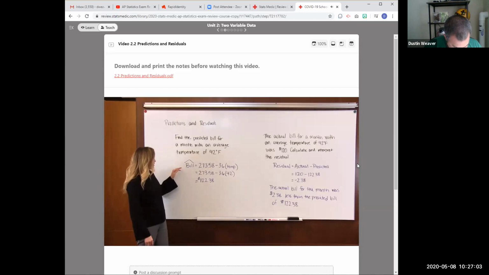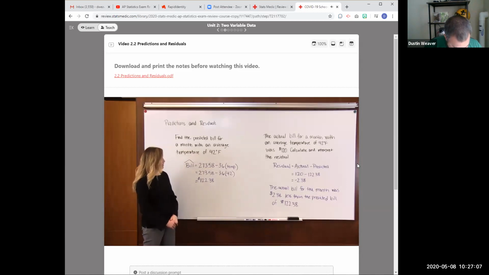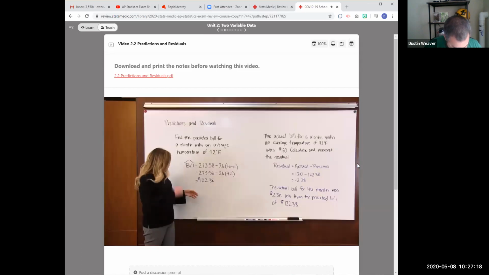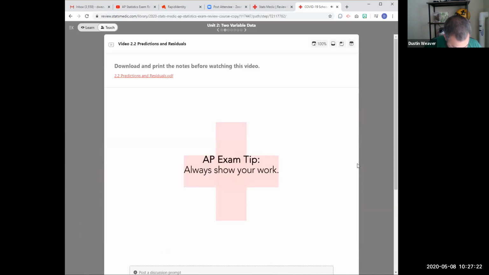So I have our regression model here. We've got the predicted bill equals 273.58 minus 3.6 times the temperature. So we'll input our temperature, 42 degrees, goes in here, and simplify down. It's pretty straightforward. You get $122.38 as our prediction. An AP exam tip, make sure you actually show your work. While this is a very simple calculation, it is still easy to lose points for not showing what you've done.